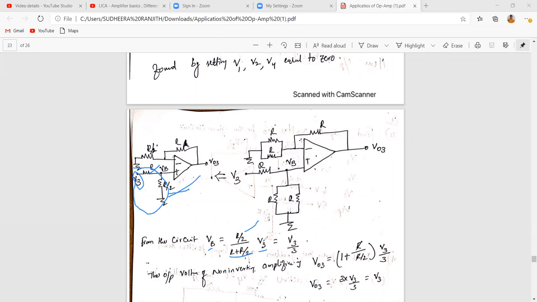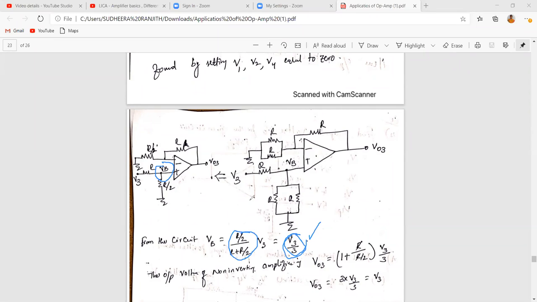V3 is the input. If you do the simplification, what do you get? VB is nothing but V3 by 3. You get 1 by 3 into V3, which is V3 by 3, which is VB, not the output. That is the voltage you are applying to the non-inverting input of the op-amp, which is V3 by 3.